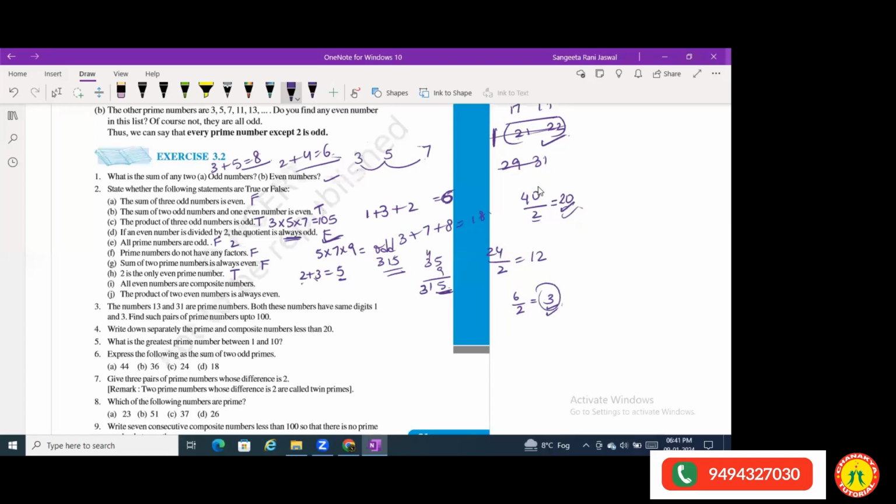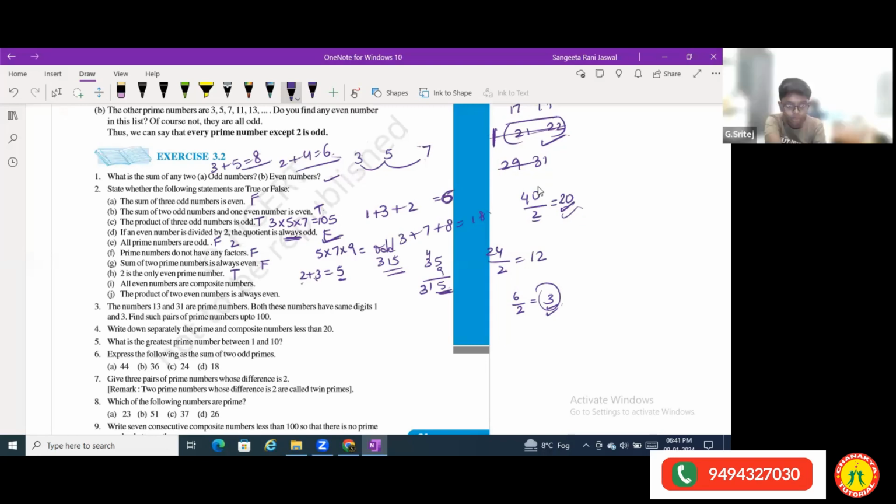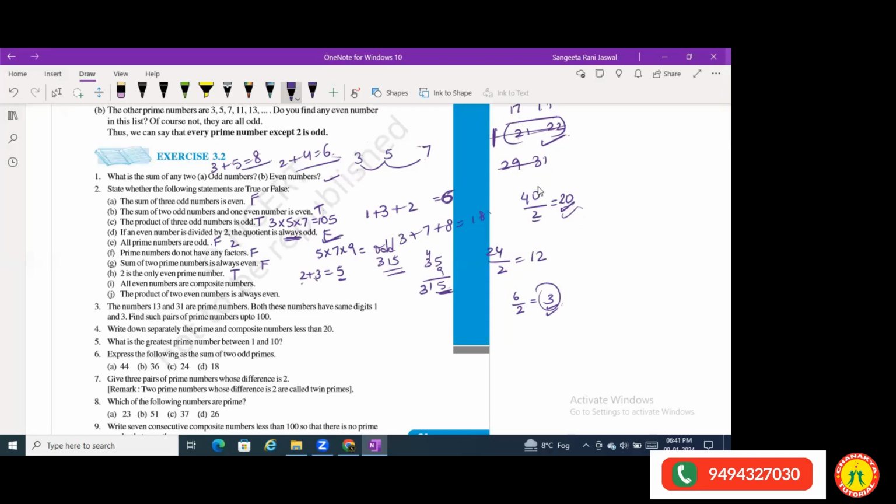All even numbers are composite numbers. Ma'am, 2 is an even number, but it is not a composite number. Also, 2 is a prime number. So we will take it as false.